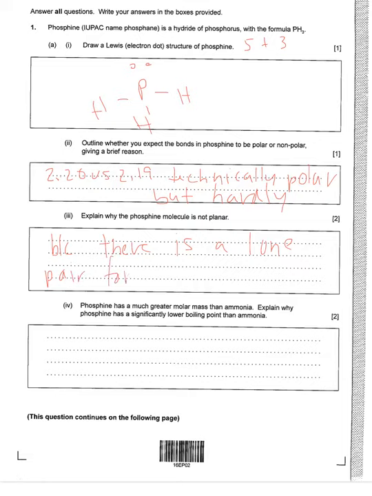forcing the hydrogen closer together. And when it forces them closer, it takes them out of the plane. Number 4, phosphine has a much greater molar mass than ammonia. Explain why phosphine has a significantly lower boiling point.